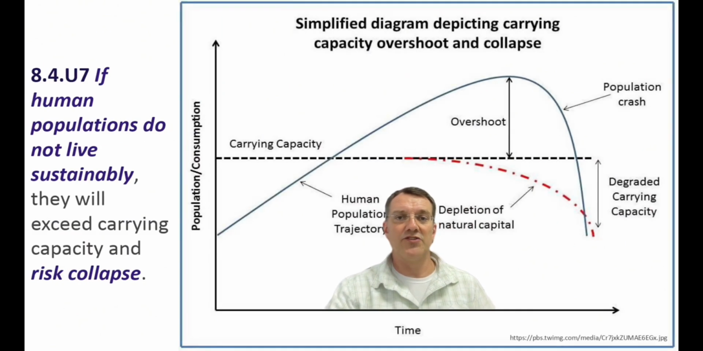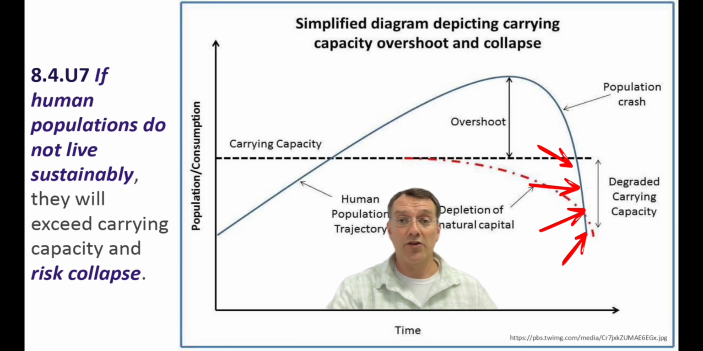If human populations don't live sustainably, they risk exceeding carrying capacity and collapsing. The graph shows how populations can overshoot carrying capacity, thus depleting natural capital and causing a population crash. That leads to a degraded carrying capacity, which makes it harder for future sustainability to be achieved.